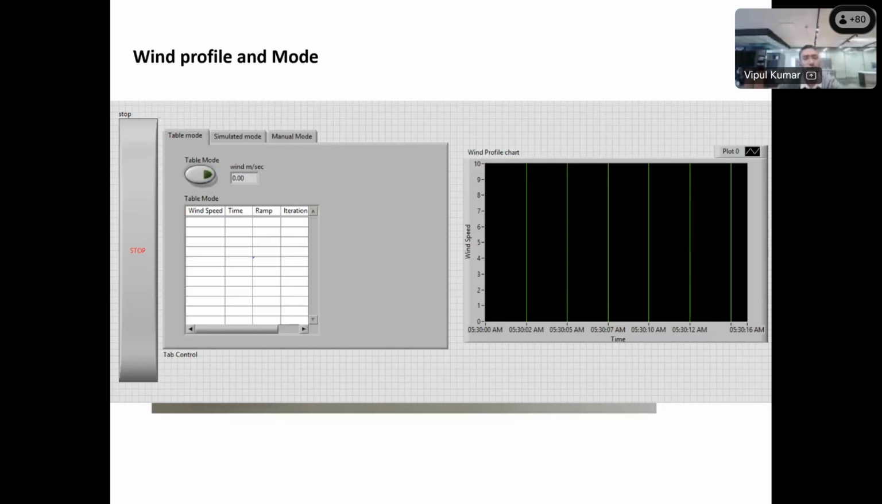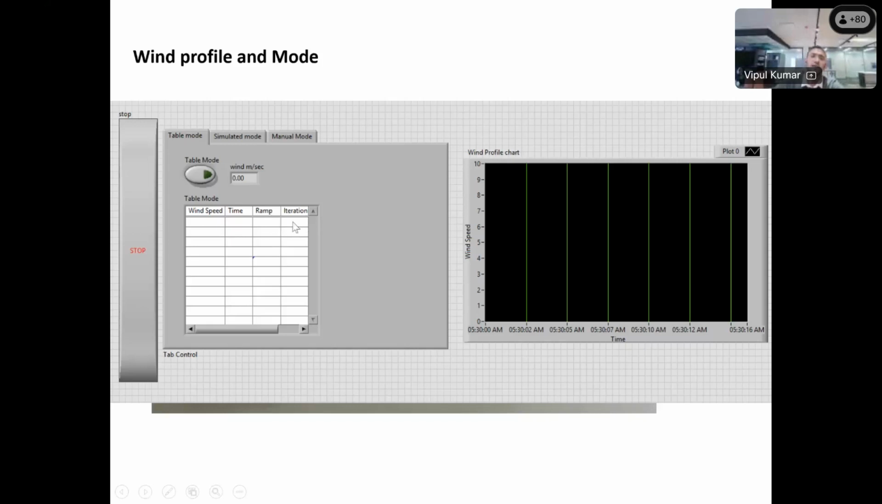According to the user, they can give the wind speed manually, in table format or simulator format. In table format he can enter the wind speed and the time, like if he enters 4 meter per second, and how much time it should run, like for 10 seconds or 50 seconds, and what the ramp would be, like if the wind speed goes from 4 to 6, then what the ramp size would be. So he can enter the ramp also.